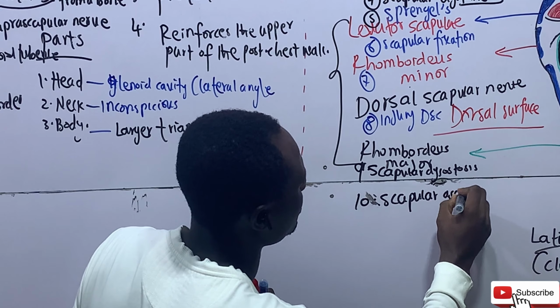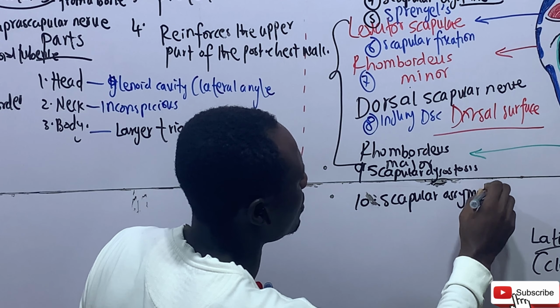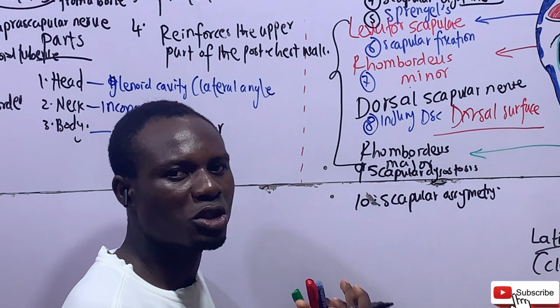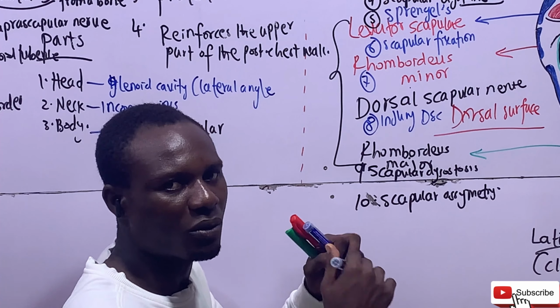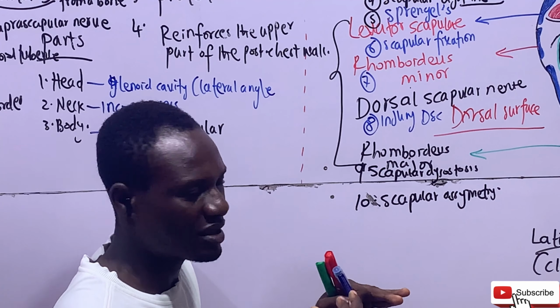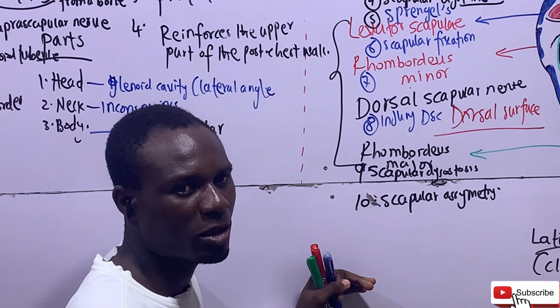Then number 10, we probably have scapular asymmetry. In which condition can we find this? When there is abnormal curvature of the spine, as seen in scoliosis. So the two scapulae will not lie at the same level. We call that scapular asymmetry. So it's in scoliosis.